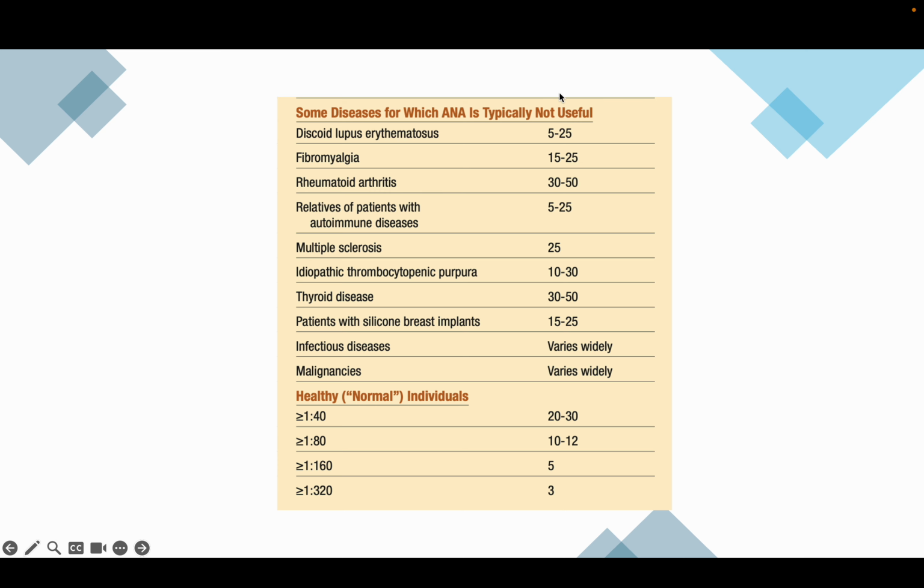Discoid lupus erythematosus, which is also autoimmune, has only 5 to 25% positivity. 30 to 50% of patients with rheumatoid arthritis will have ANA positivity. Multiple sclerosis patients have 25% ANA positivity. 30 to 50% of thyroid disease patients are ANA positive. That doesn't mean they have CTD or something. Patients with silicone breast implants have 15 to 25% ANA positivity. Infectious diseases and malignancies can also have false ANA positivity. Also, relatives of patients with autoimmune disease, for example SLE relatives or autoimmune thyroid, will have 5 to 25% ANA positivity. That doesn't mean anything. Always have a pretest probability.